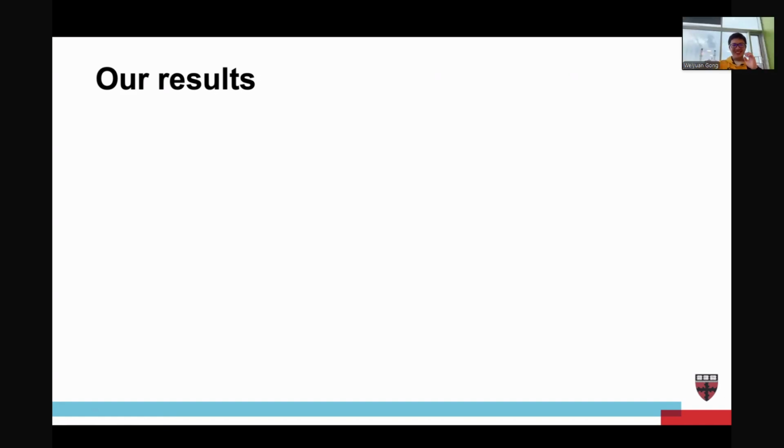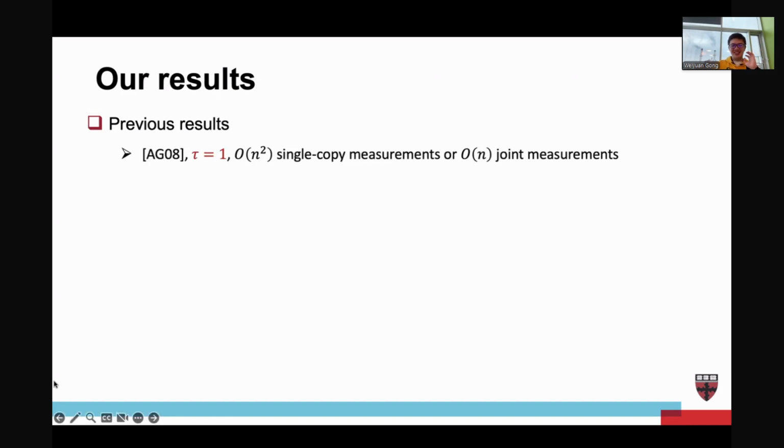Okay, so our results regarding agnostic tomography for stabilizer states are as follows. Before giving our result, we briefly review some previous results. In 2008, Aaronson and Gottesman considered tau equals 1, which is not the agnostic setting, it's the realizable setting. They show that if you are given a perfect stabilizer state and you want to learn it, then n squared single copy measurements or a linear number of joint measurements on multiple copies are enough. And in 2017, it was later shown that a linear number of 2-copy measurements for the realizable case is enough.